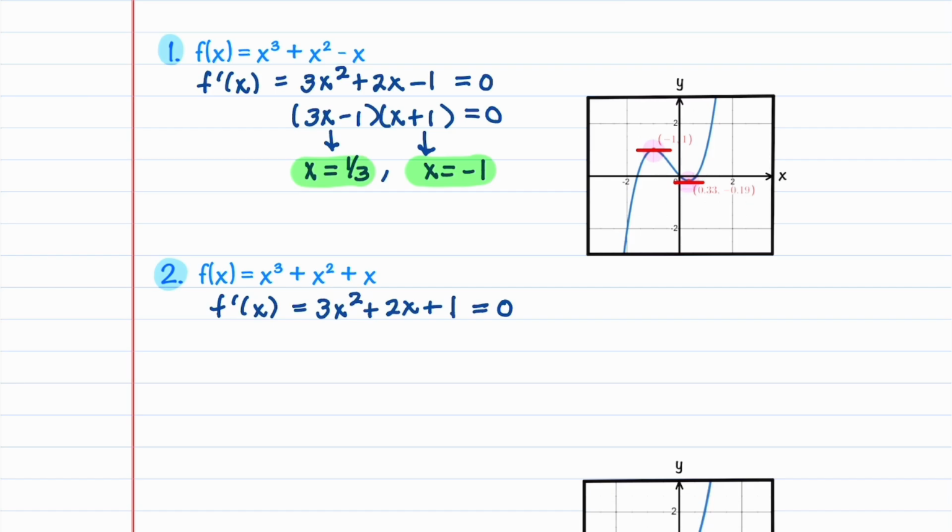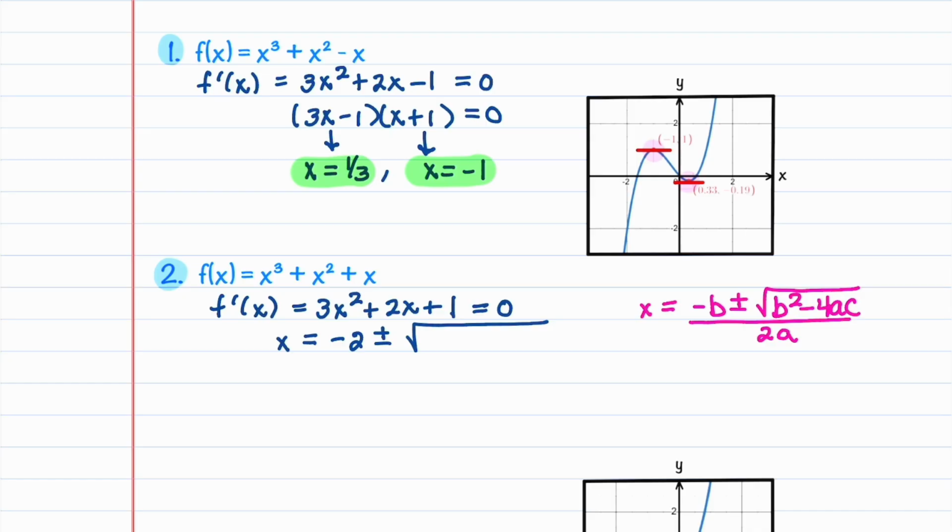Let me just go ahead and put that over here. The quadratic formula tells us that x is -b plus or minus the square root of b squared minus 4ac, all divided by 2a. Let's see what this gives us. X is equal to -b, so that's -2, plus or minus the square root of b squared, so that's 2 squared, so that's 4, minus 4 times a, which is 3, times c, which is 1, all divided by 2 times a, which is 3.